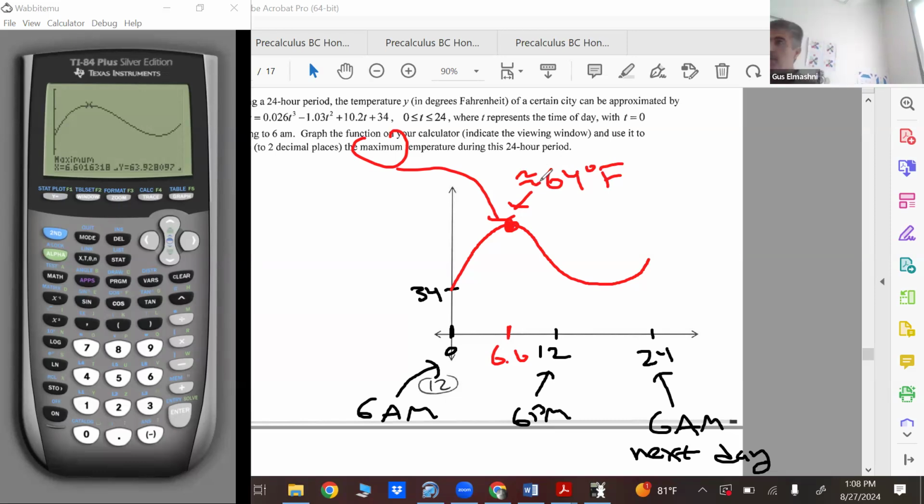6.6 is about like 12:30-ish, 12:40-ish in the afternoon. So kind of makes sense, right? Given the context. So we're cool. Yeah, so that's just using the calculator to analyze it. Pretty simple stuff.